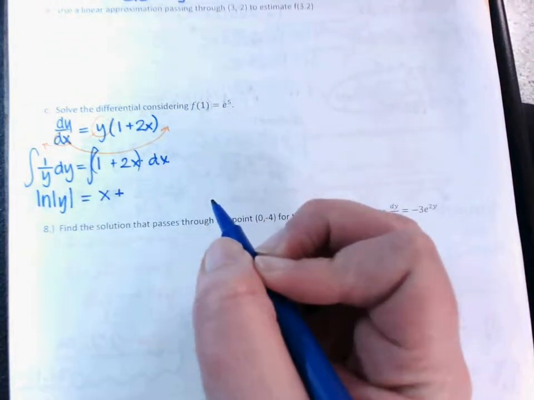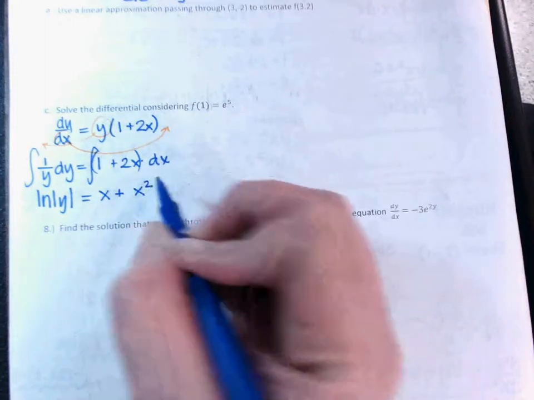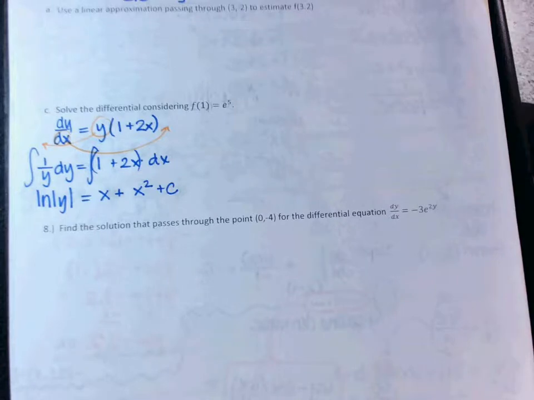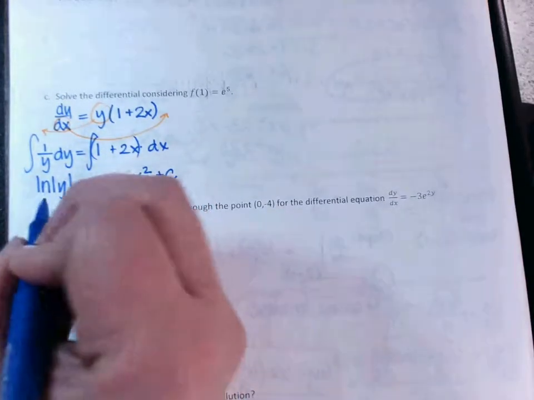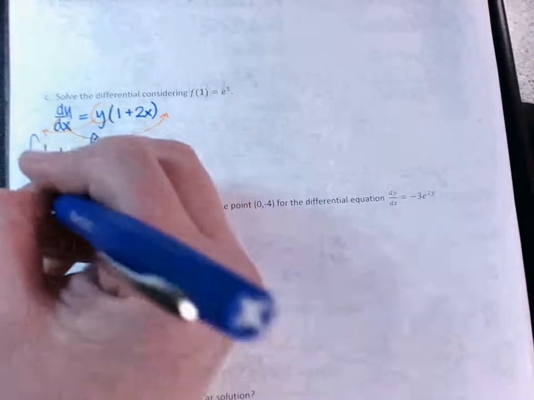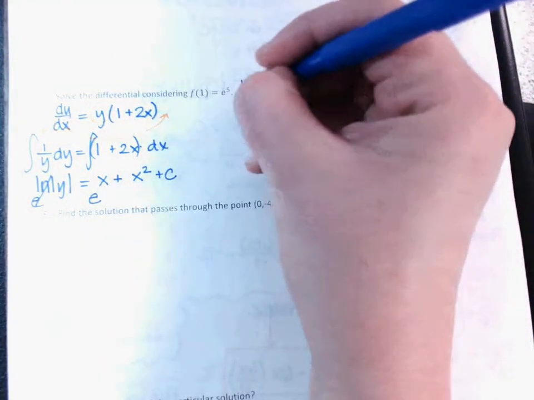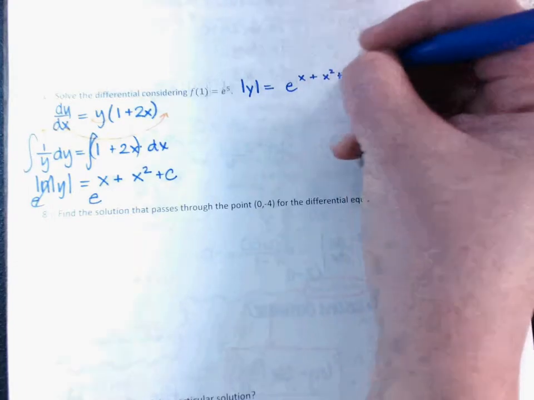Okay, 1x plus 2x, or x squared, and then when you divide by 2, the 2 goes away. Then plus c. Now, we want to get y all the way by itself, so if there's an ln with the y inside, we need to do what? E and e. Okay? These guys cross out. So now I have the absolute value of y equals e to the x plus x squared plus c.